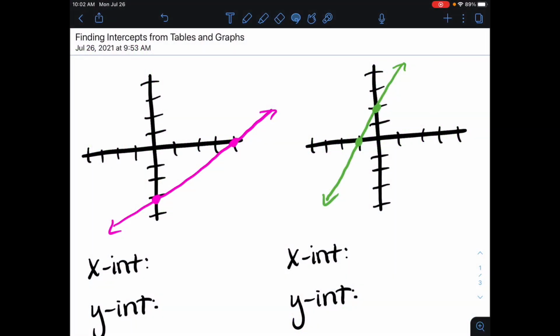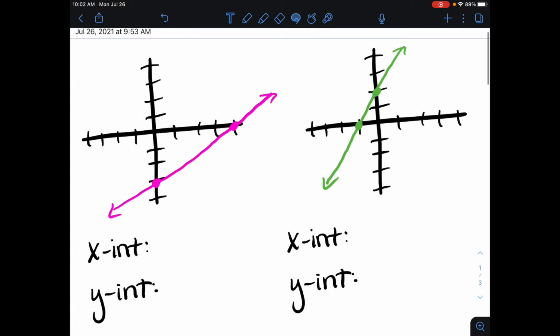So this lesson is going to be how to find intercepts from tables and graphs. Our first part of this course is going to be finding x and y intercepts. Off of a graph, it is very simple. You mainly need to know that the x-axis is the horizontal axis, the y-axis is the vertical axis.